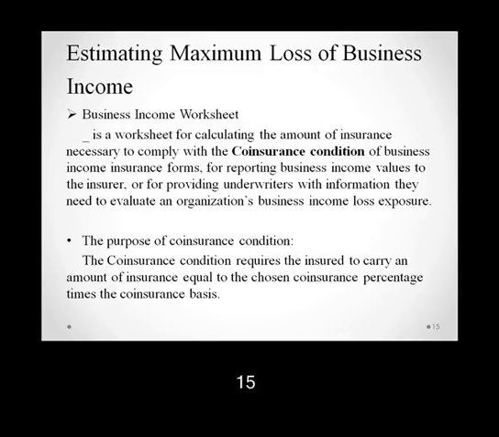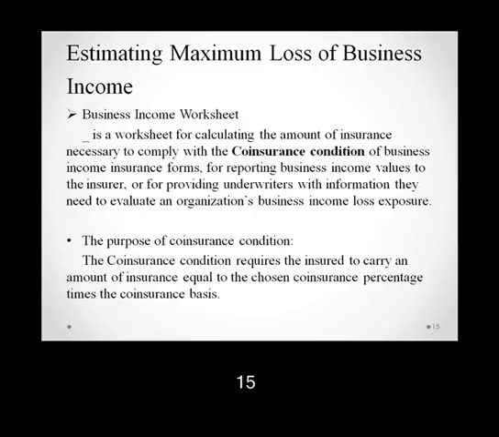The co-insurance basis that is used as a starting point for EML is determined by using a business income worksheet. The business income worksheet is a worksheet for calculating the amount of insurance necessary to comply with the co-insurance condition of business income insurance forms, for reporting business income values to the insurer, or for providing underwriters with information they need to evaluate an organization's business income loss exposure.